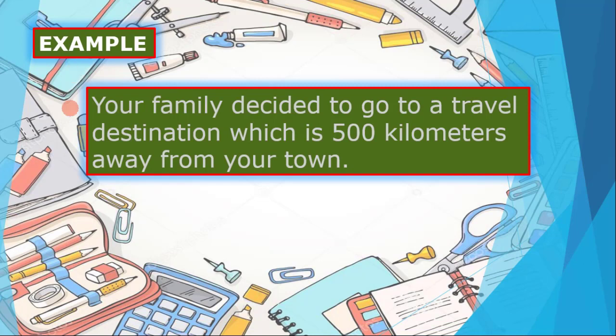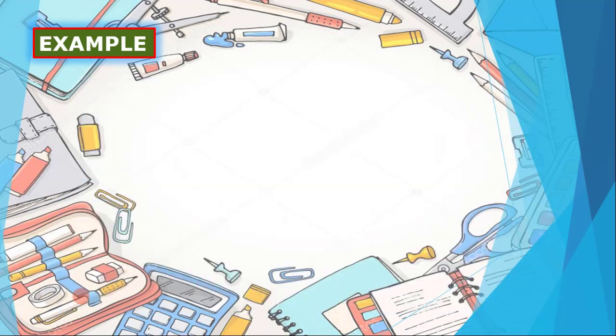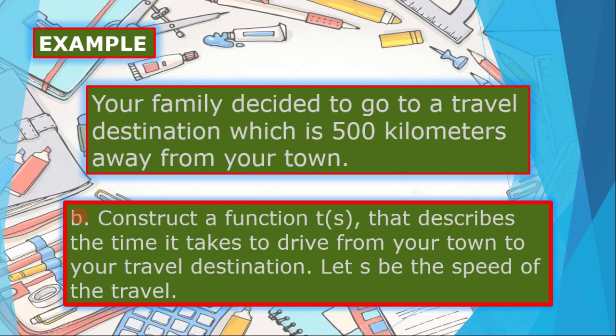Another example: your family decided to go to a travel destination which is 500 kilometers away from your town. Letter A, how long will it take to get to that travel destination if your car's average speed is 25 kilometers per hour, or 40 kilometers per hour, or 50 kilometers per hour? For letter B, we are to construct a function T of S that describes the time it takes to drive from your town to your travel destination.